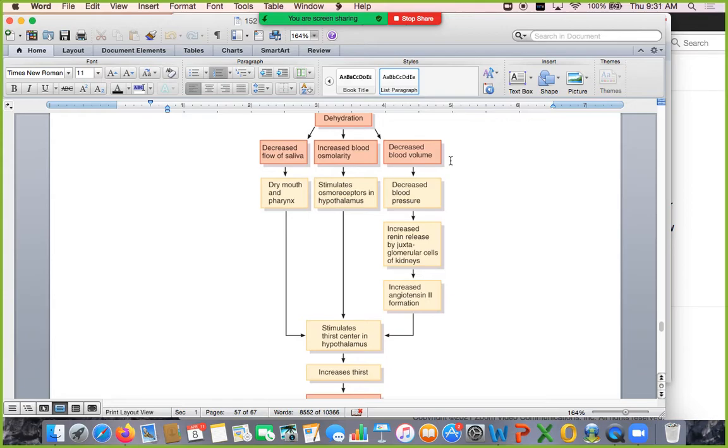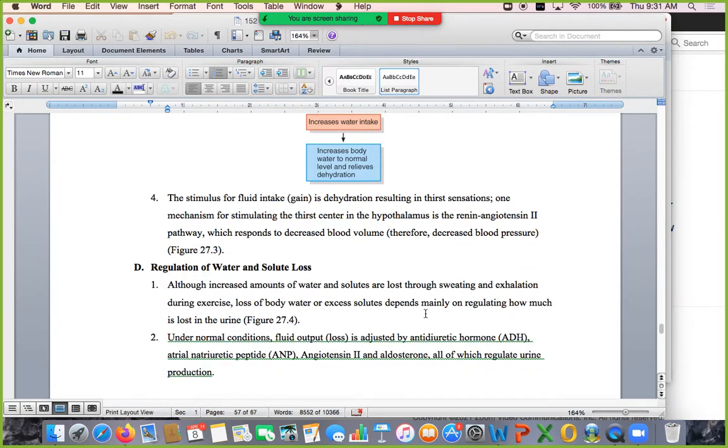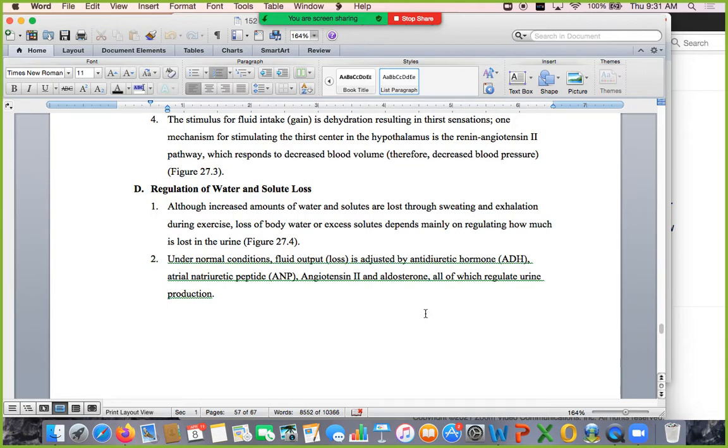So the decreased flow of saliva makes you have that thirst center because you have a dry mouth and pharynx that makes you thirsty. The hypothalamus is involved when your blood osmolarity increases, which stimulates the thirst response. And a decrease in blood volume, resulting in decreased blood pressure, resulting in angiotensin II, also stimulates the thirst center. All of these are going to increase your thirst. Hopefully that's going to increase your water intake, which will return your body to normal levels. So this is normally how we maintain the proper amount of water in our body.